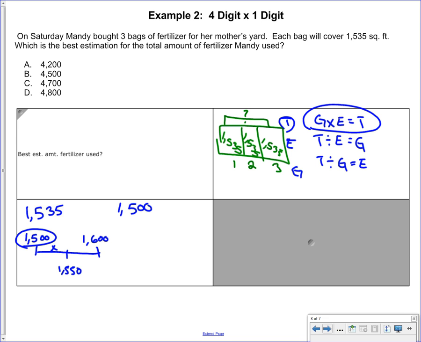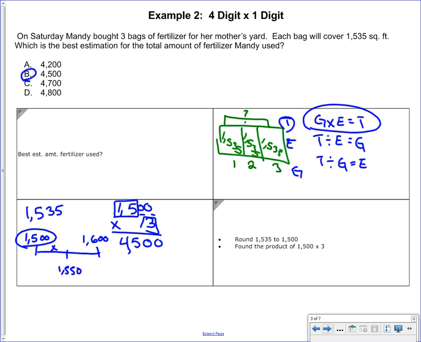So 1,500 times 3, because there's 3 bags. I can do 15 times 3 with 2 zeros. 15 times 3 is 45 with 2 zeros. 4,500. How did we solve this problem? I rounded 1,535 to 1,500, and then I found the product of 1,500 times 3.